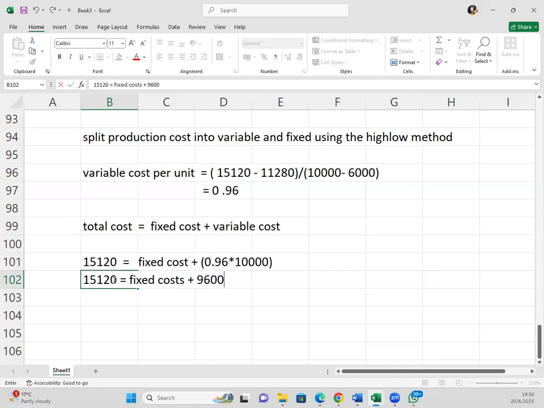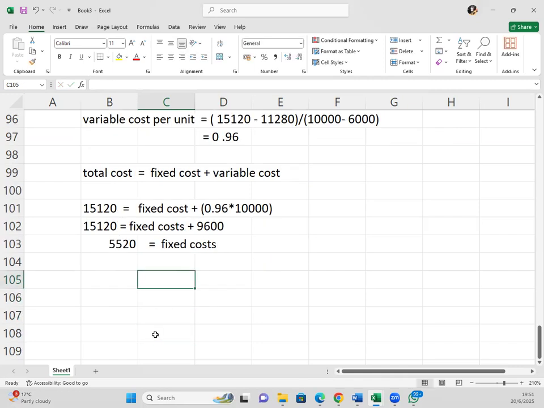If you make fixed cost the subject, what becomes your fixed cost? $15,120 minus 9,600. That will give us the fixed cost figure. So the fixed cost is equal to 5,520. Those are our fixed costs. The fixed costs in total do not change. Let's prove that. Let's do the same for the other level.